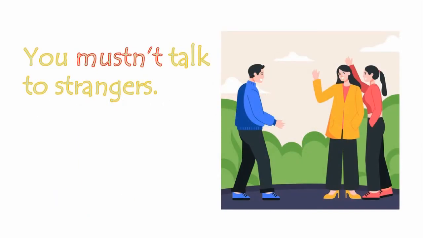You mustn't talk to strangers. Do you see something strange? What is it? So, must has changed to mustn't. Mustn't is the negative form of must and expresses prohibition or a rule. So let's look at the next example.